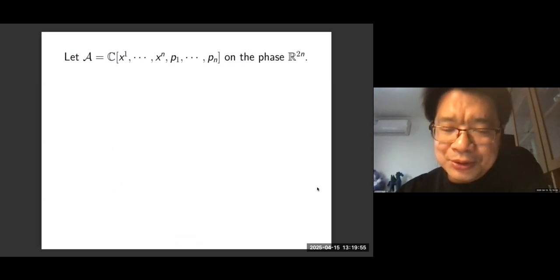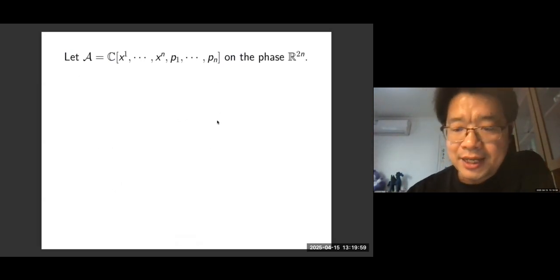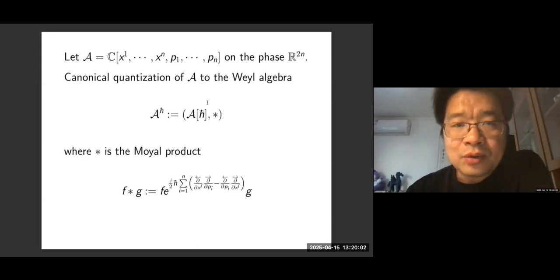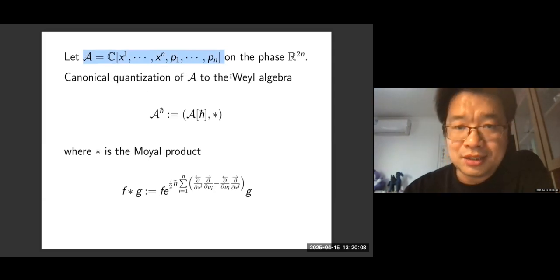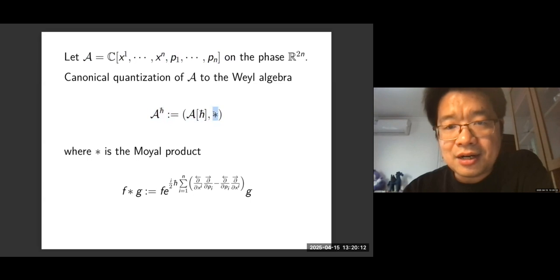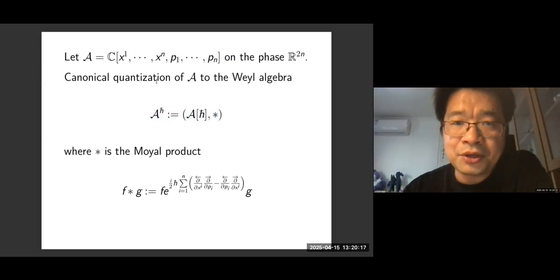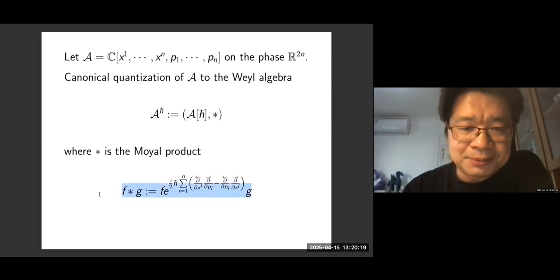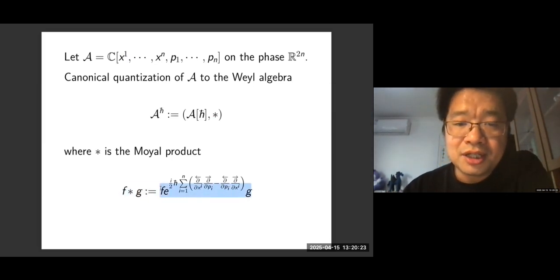Now let's look at this one from a different perspective. Again, for this function, we know in quantum mechanics this is like a phase function, functions on the phase space, which has a canonical quantization, say into the Weyl algebra. And this star is the Moyal product. And I just mentioned, for the polynomial algebra, this asymptotic formula is exact and is given by the following expression.